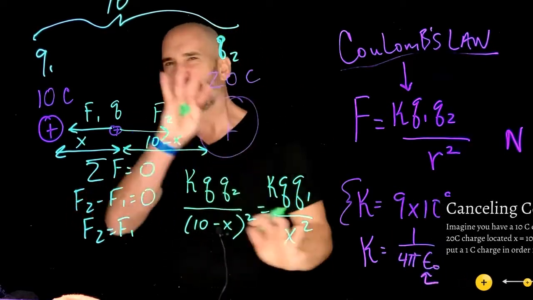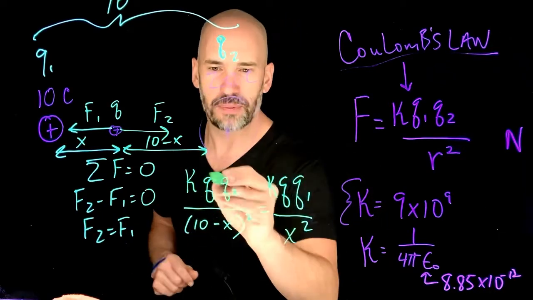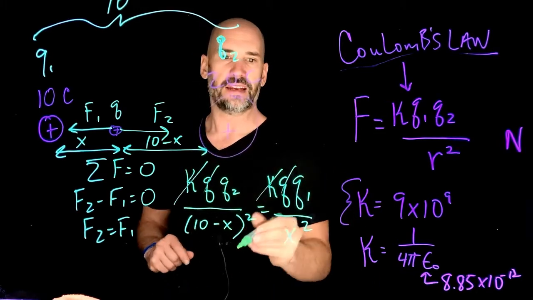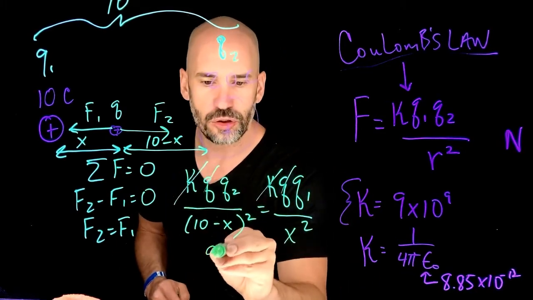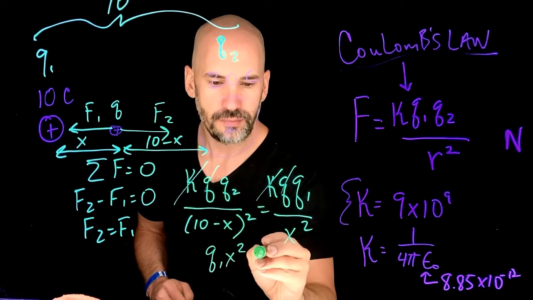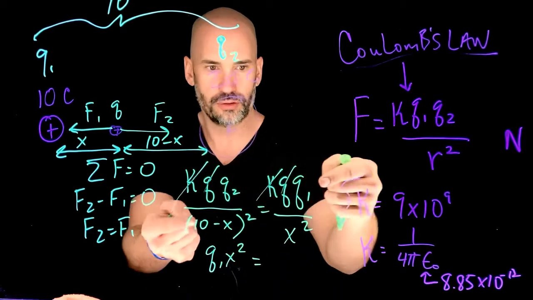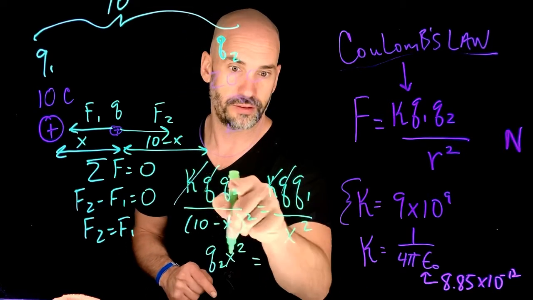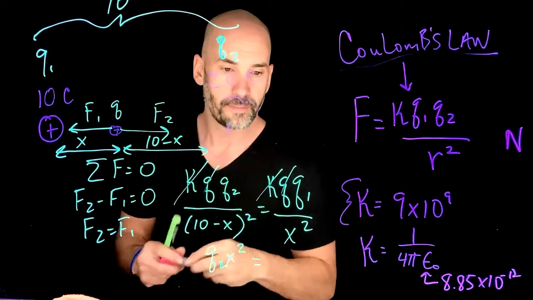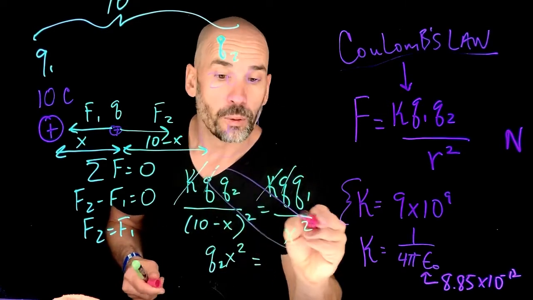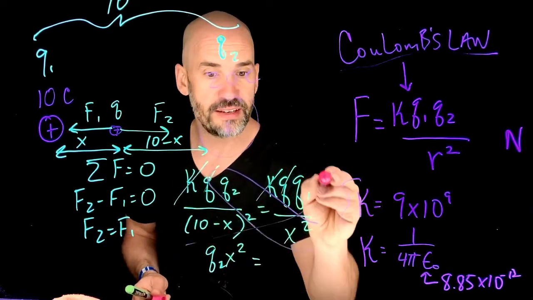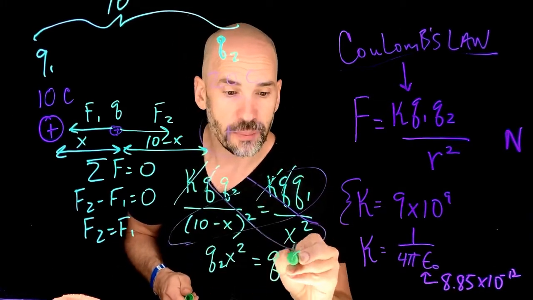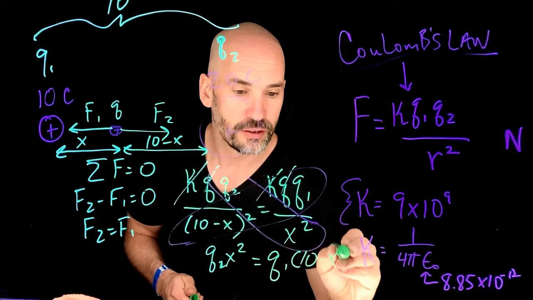Most fabulous. What do I see here? I see a lot of canceling opportunities. You know that makes me happy. That goes away. That goes away. That goes away. That goes away. And if I cross multiply, I get Q1 x squared equals Q2 times x squared, right? That's cross multiplying. Boom, right? And then I cross multiply these ones, and I get Q1 times 10 minus x squared.